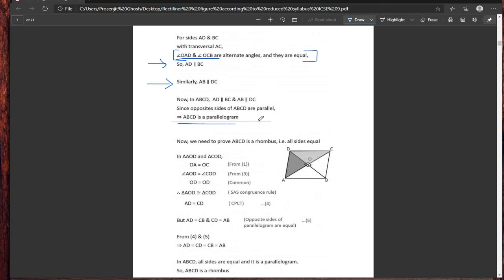Now it's time to prove it is a rhombus. So all we need is ABCD as a rhombus. What do we have to do for that? We have to prove that all the sides are equal.